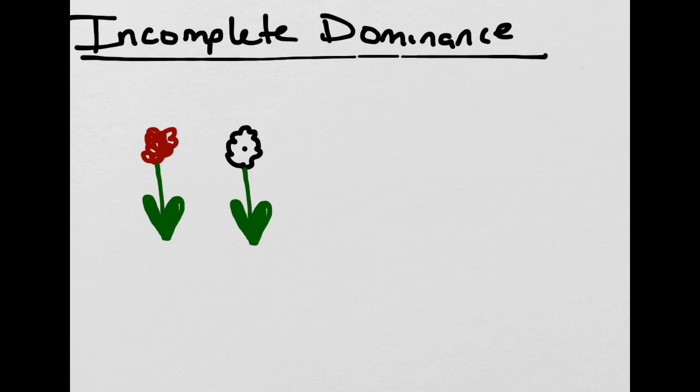So with snapdragons, we have red, which is going to be our capital R. And when we use capital letters, we know that means it's dominant. In this case, red is dominant. But there are also white plants, and the white plants are little r. And that is the recessive.